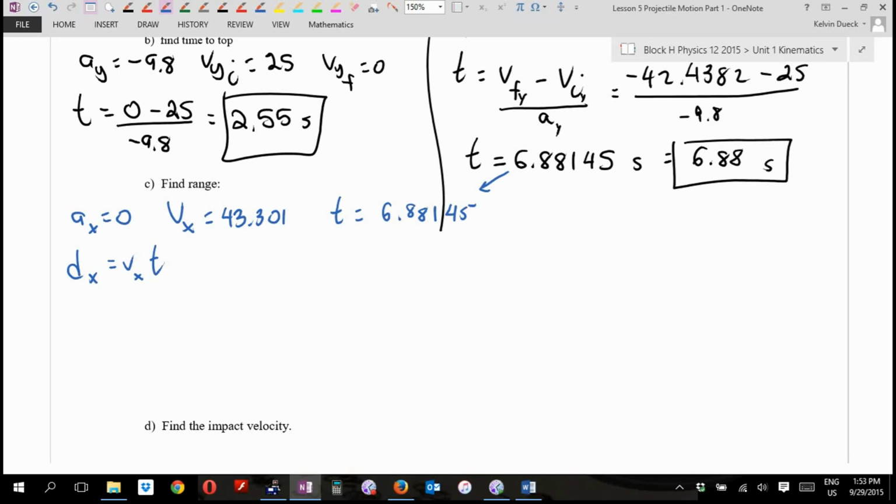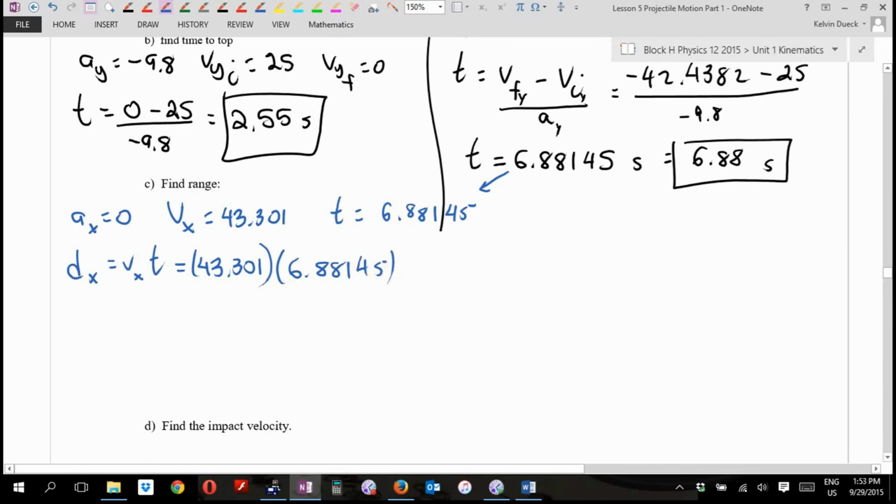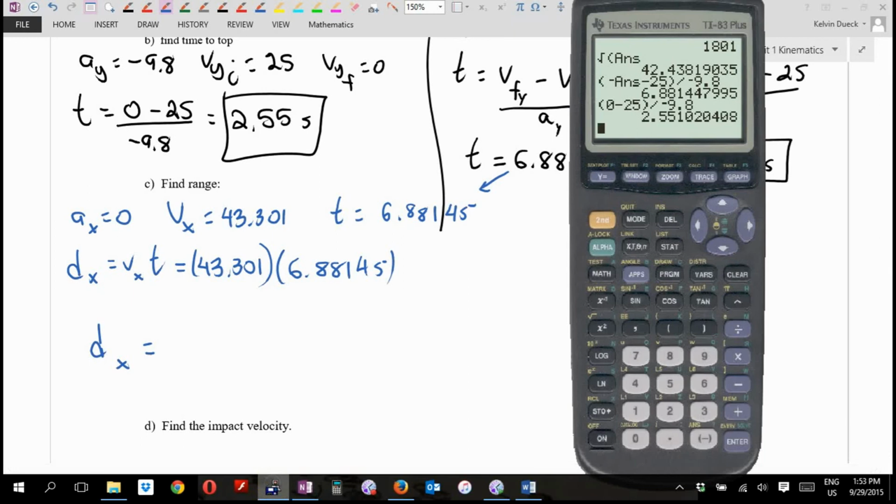Oh, and we got the d by itself. This is plug and chug. It's going to be 43.301 times 6.88145. Dope. 297.9, you know what? 298 to 3 sig figs.